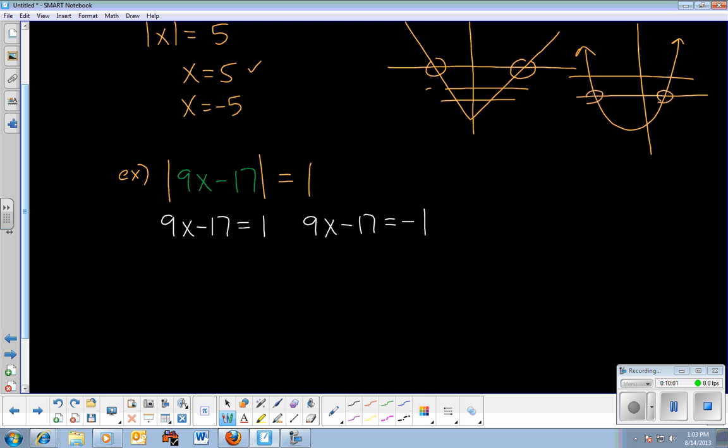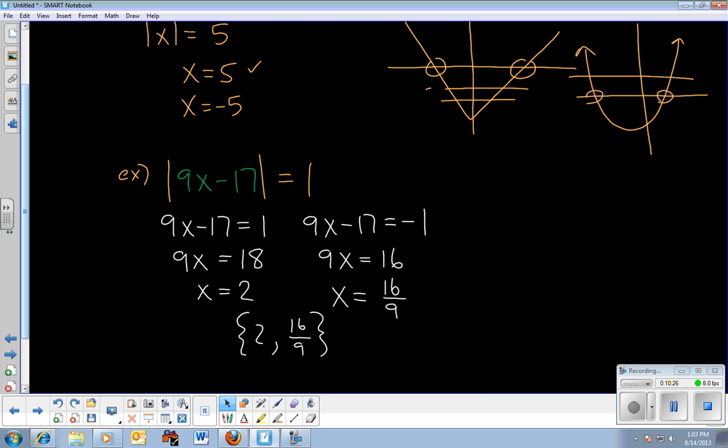So now we solve both parts. Move the 17 over. I'm going to get 9x equals 18, and x is 2. Here I'm going to move the 17 over and get 9x equals 16, and x equals 16 ninths. And I don't believe that'll simplify, so 2 and 16 ninths is my solution set.